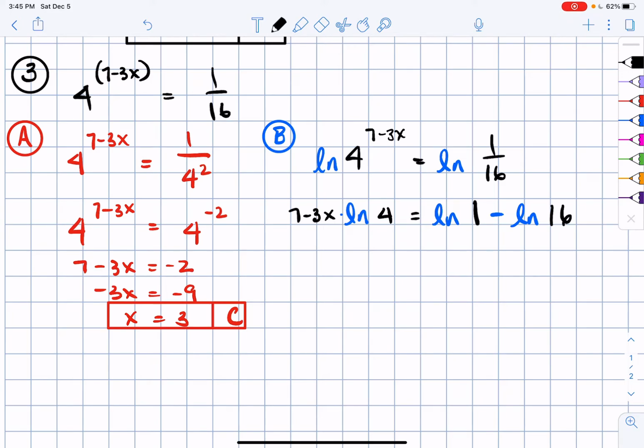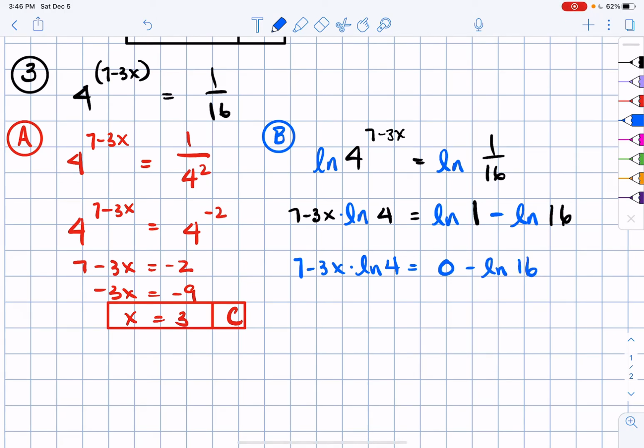Now, the part that you have to know is that the ln of 1 is actually just 0. Okay, so again, let me write this out again. 7 minus 3x times the ln of 4 is equal to 0 minus ln of 16. So I should have 7 minus 3x is equal to negative ln of 16 divided by ln of 4. Let me grab my calculator.